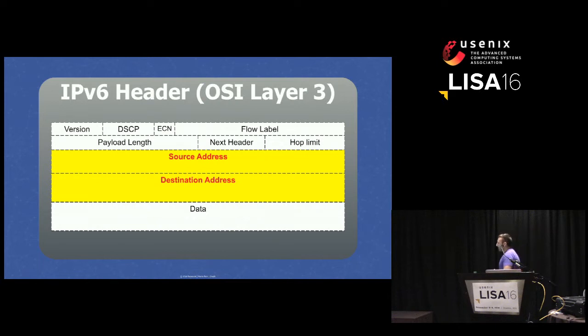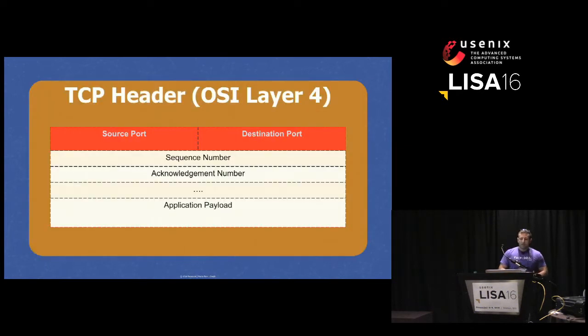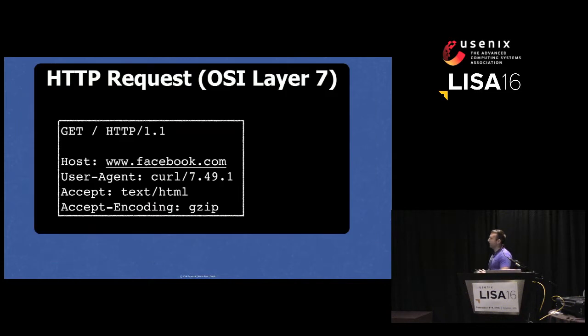So again, looking at each of these protocols, this is an IPv6 header, so a lot of fancy stuff in there. For the purpose of today, all we really care about is the source address and destination address that these packets are originating from and going to. For the TCP header, again, there's a lot of information in here. What we primarily care about for the purpose of this talk is the source port and the destination port. And then lastly, our HTTP request. This is layer 7, and again, it's just a simple GET request.